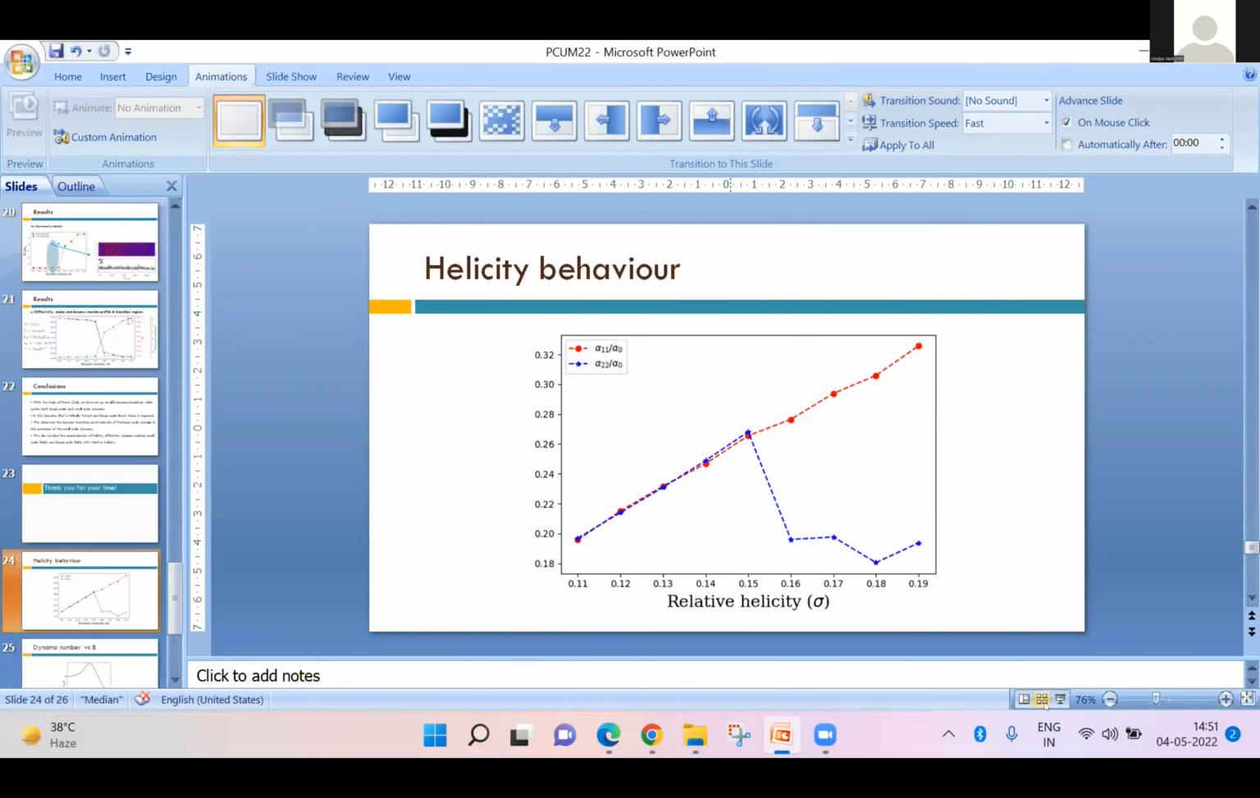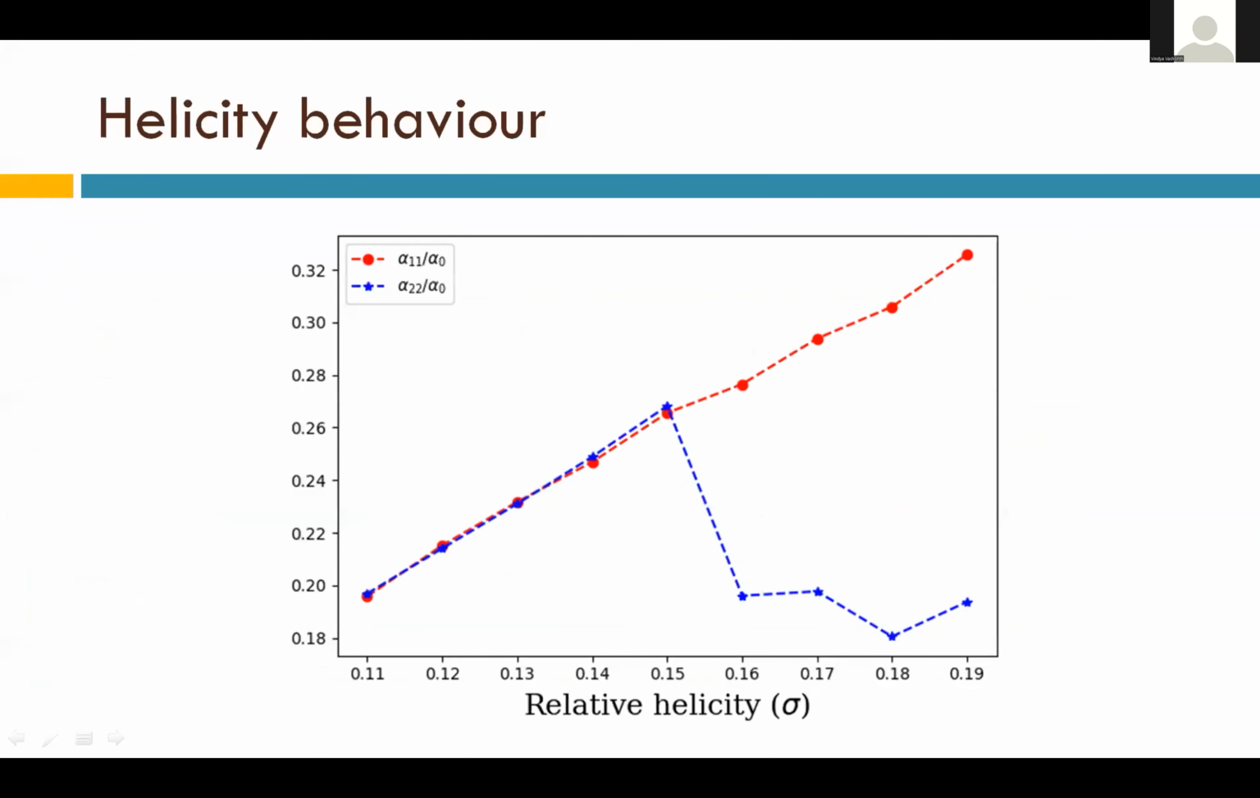If we look at this figure, the diagonal component of the alpha that we evaluated in our code, we saw that after a critical value, alpha 11 keeps on increasing, whereas the other decreases. We are still thinking about why this happened. We're in the middle of evaluating the results.